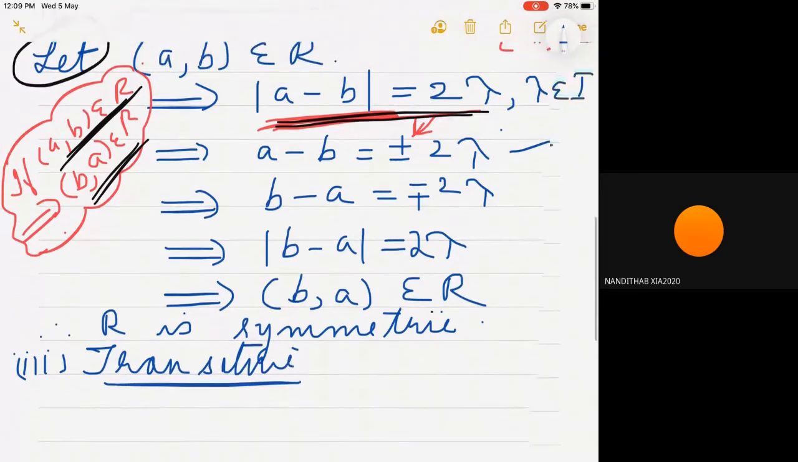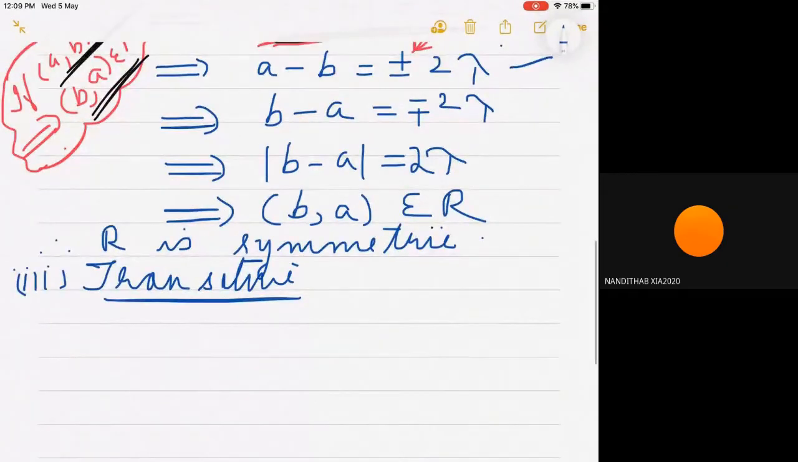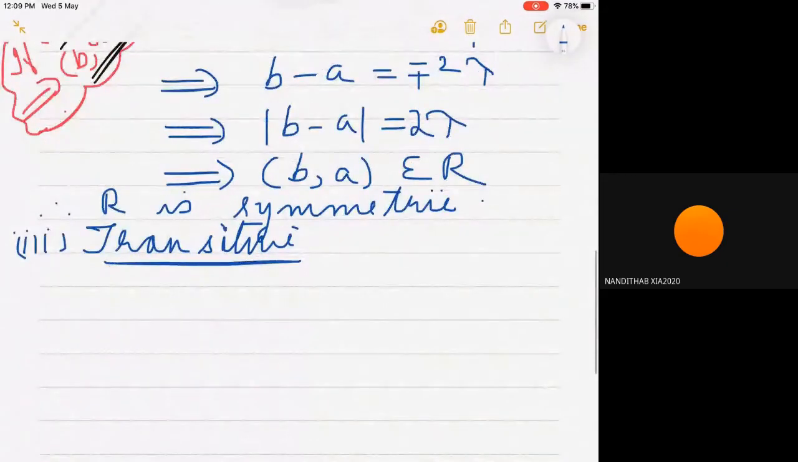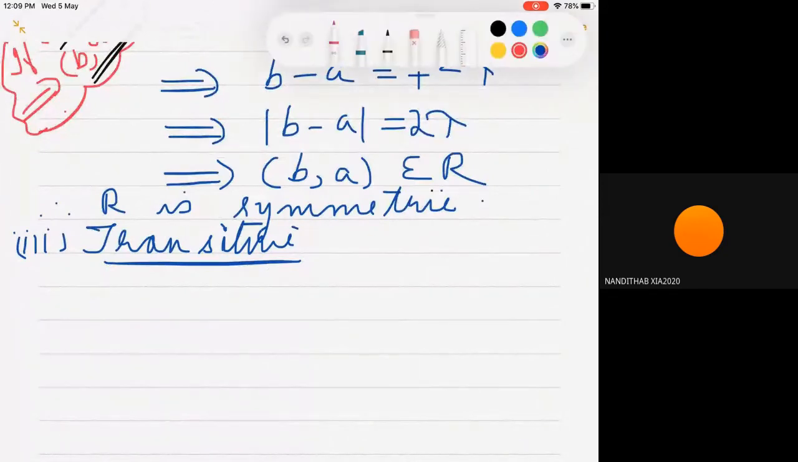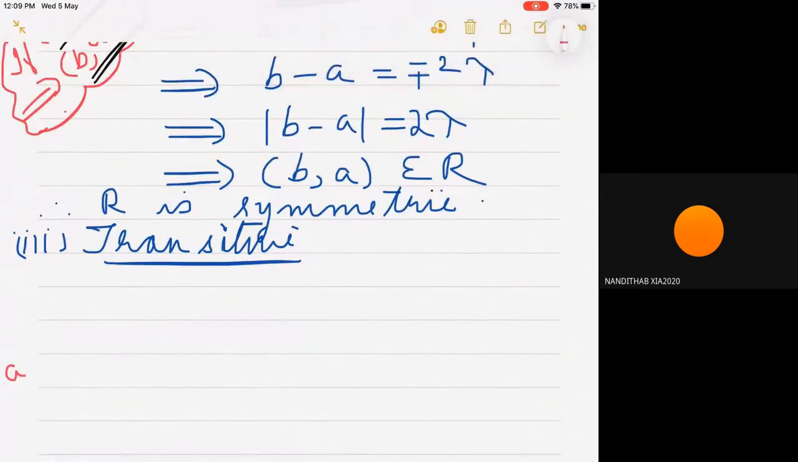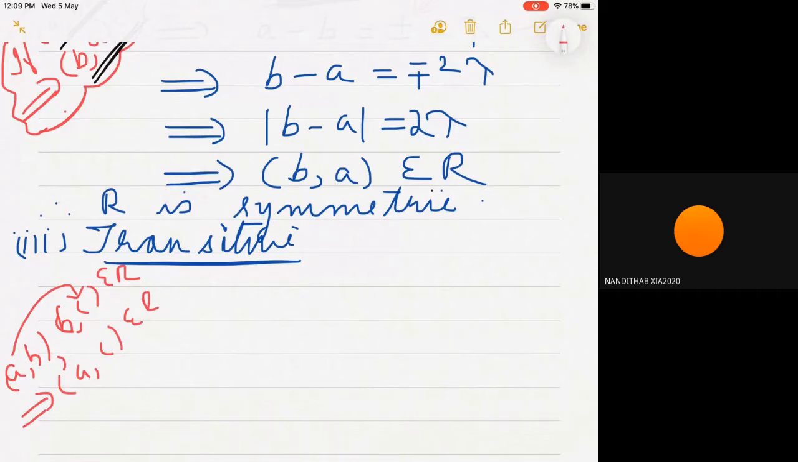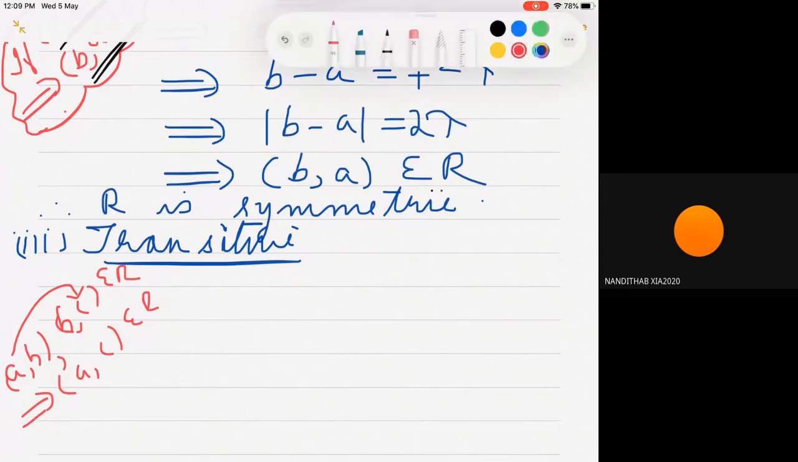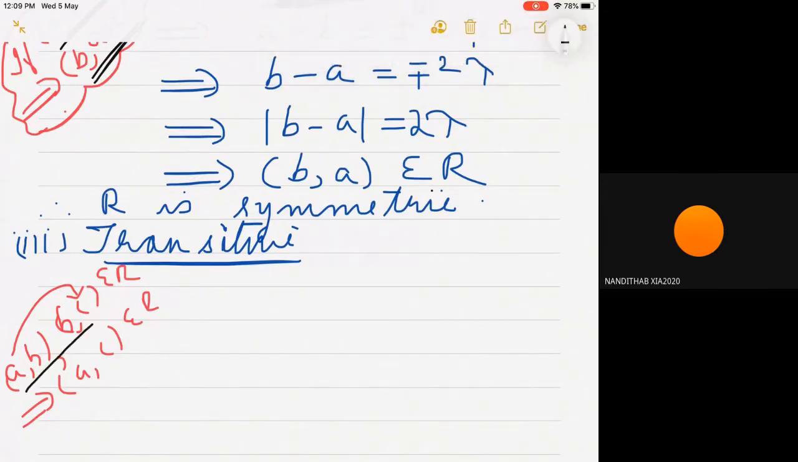Transitive is also a conditional statement. So there you have to assume two ordered pairs. What is a conditional statement? Recollect: if (a, b), (b, c) are elements of R, that implies (a, c) is an element of R. This is the transitive property. So when a condition comes, you always have to assume the left-hand side, the condition, and you have to prove the right-hand side. So the condition here is: if (a, b), (b, c) are elements of R.